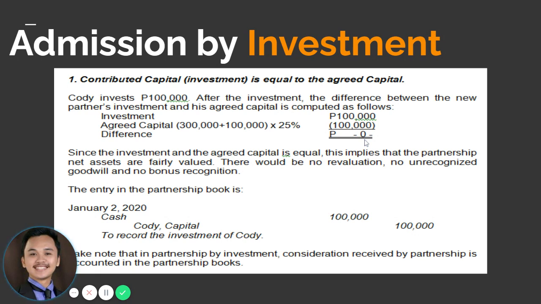So if your total contributed capital and your total agreed capital are equal, then no bonus will be recorded to the new partner nor to the old partner. Okay? So if TCC is equal to TAC, no bonus or goodwill will be recorded. The journal entry in the books would include a debit to cash of 100,000 and a credit to Cody capital of 100,000. Compared to our previous admission by purchase where no asset is recorded in the partnership, in admission by investment there is a recognition of a new asset in the partnership. Okay, that's our first assumption.